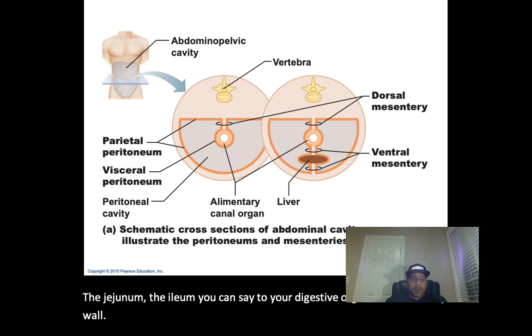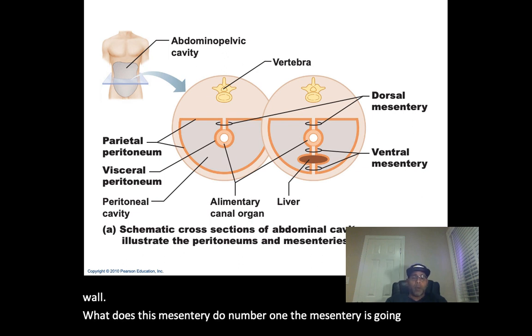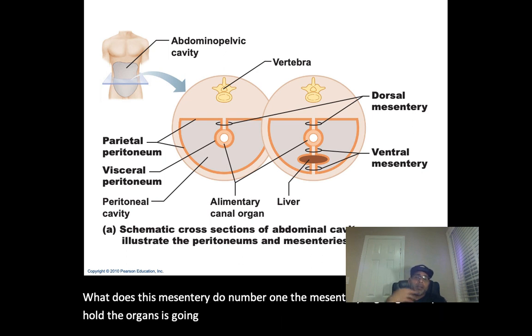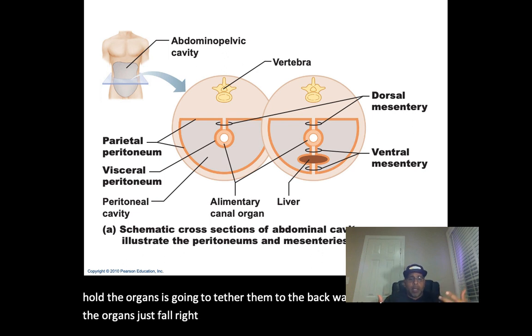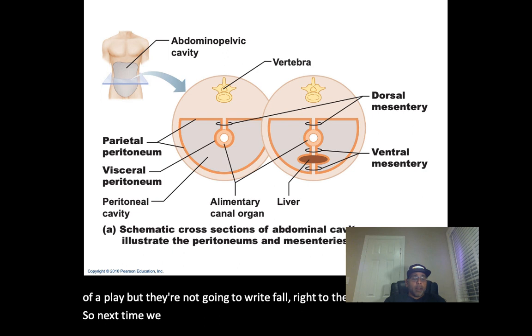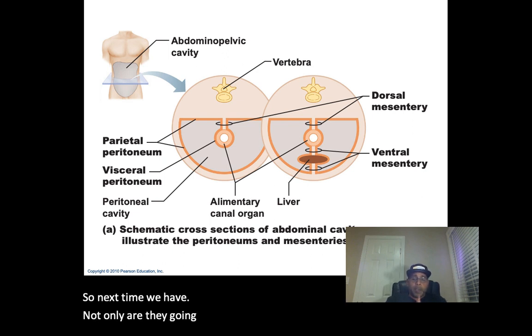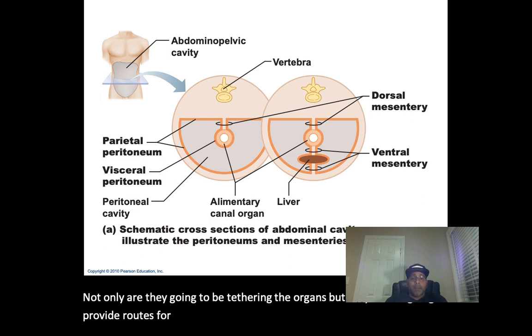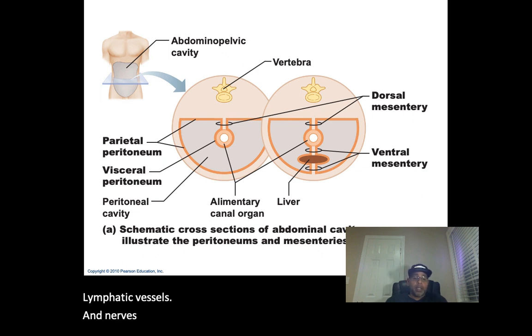What does this mesentery do? Number one, the mesentery helps hold the organs. It's going to tether them to the back wall, so you don't see the organs just fall right out. If somebody was to stand up, they'll have a little bit of play, but they're not going to just fall right to the floor. Next, not only are they tethering the organs, but they also provide routes for blood vessels, lymphatic vessels, and nerves to reach the digestive viscera.